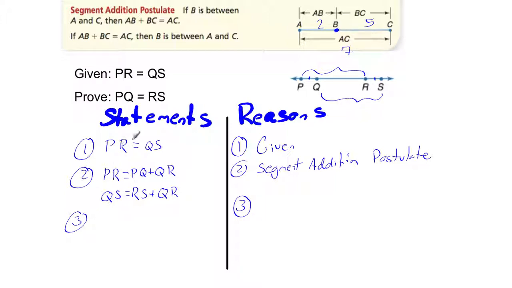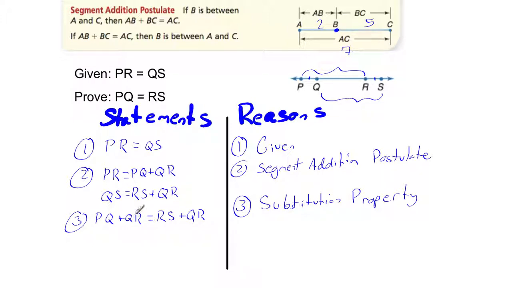So if I know that PR is equal to QS and PR is equal to PQ plus QR, and QS is equal to RS plus QR, can I set them equal to each other? Here, I used the substitution property. Now this is what we looked at before when doing algebraic proofs. So take a look back at those properties that we looked at before.